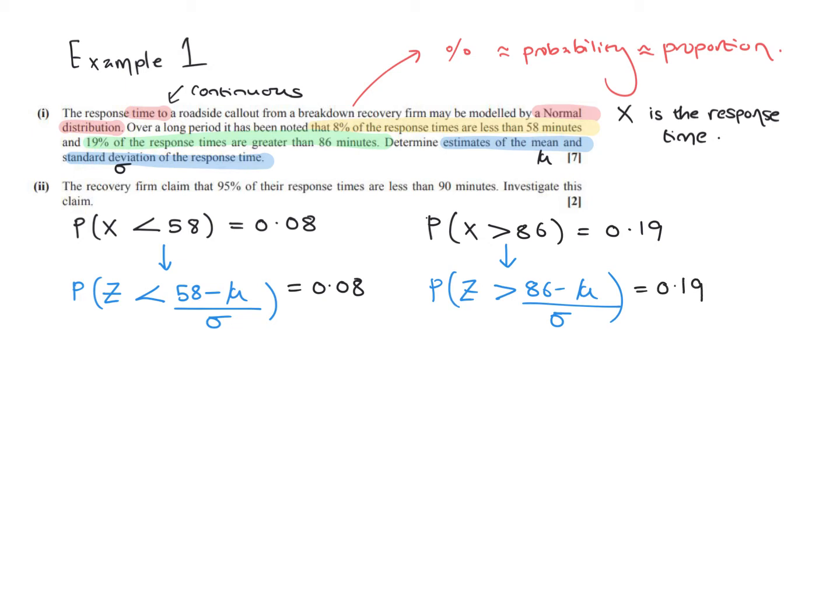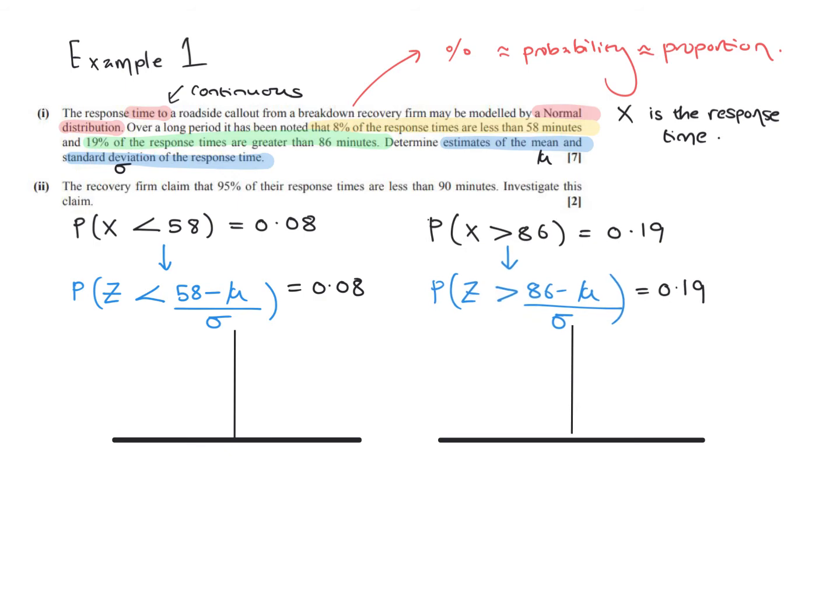Now, whilst it's not a requisite to draw a diagram, it can be a very good way of identifying which tail we are indeed working with. So I'm going to do that. I'm going to sketch two normal distribution curves, and I'm going to mark on the information from each of these. So here we go.